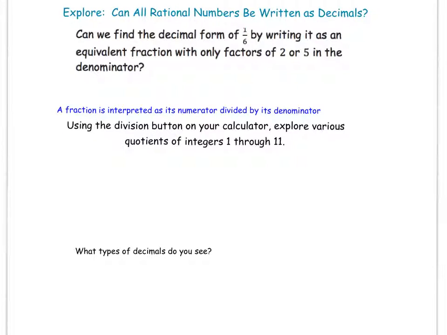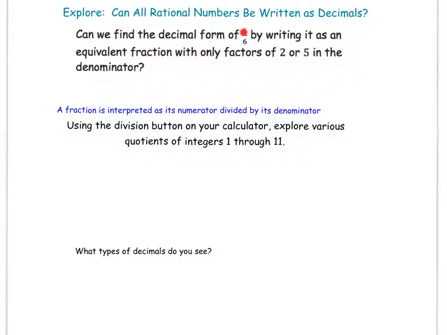Alright, first I want us to explore, can all rational numbers be written as decimals? Can all rational numbers be written as decimals? Next year you're going to have to talk about rational versus irrational, but right now we're just exploring, can they all be written as decimals? So first, let's talk about the way we did it in the last lesson.